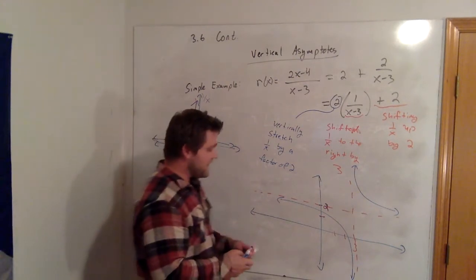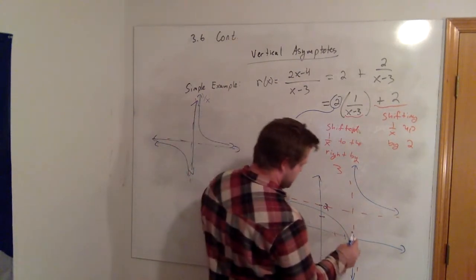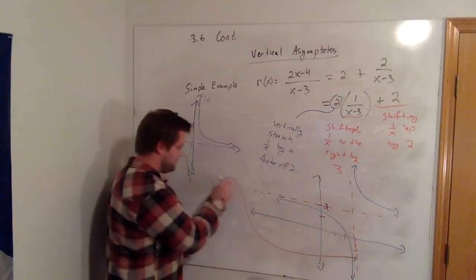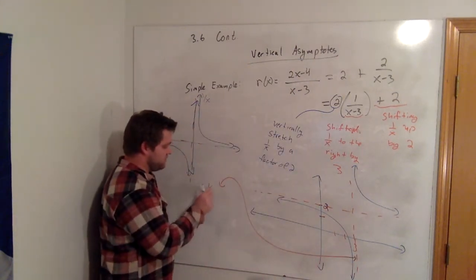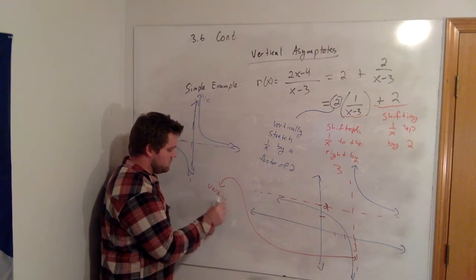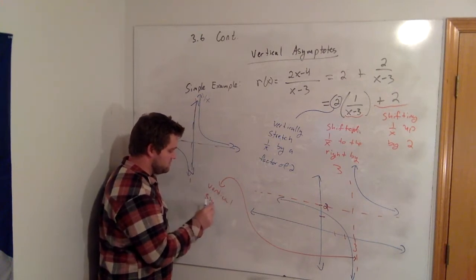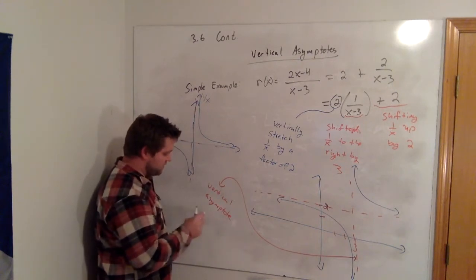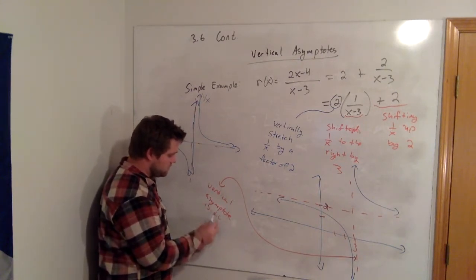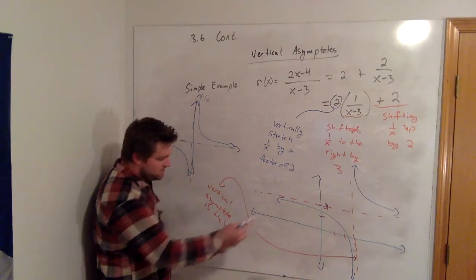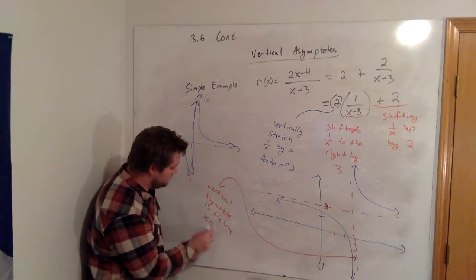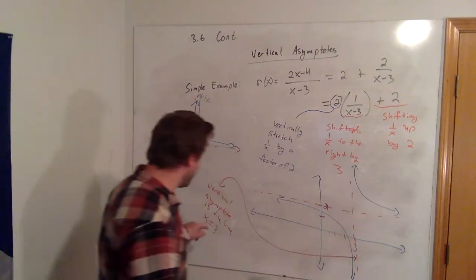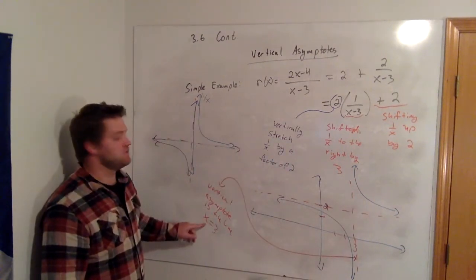Okay, notice that I have our vertical asymptote. This is our vertical asymptote here. Our vertical asymptote is the line x equals 3. This is the line x equals 3, and that's where the vertical asymptote is.